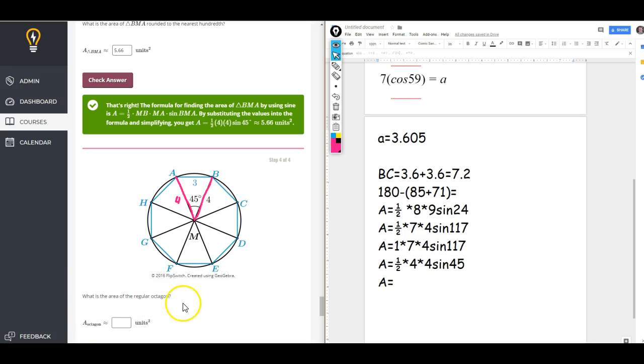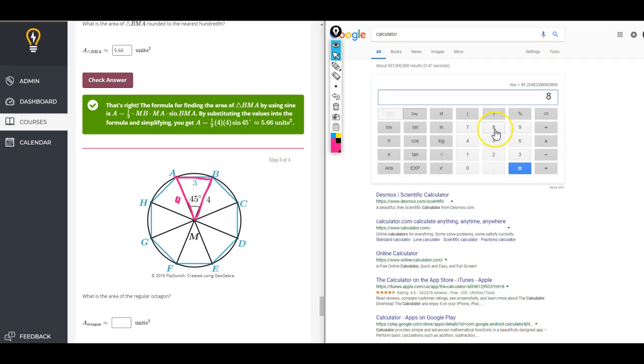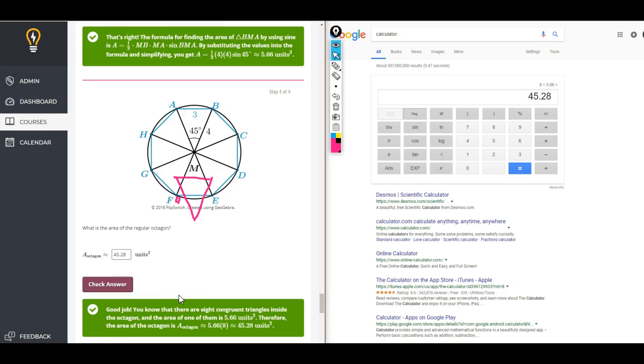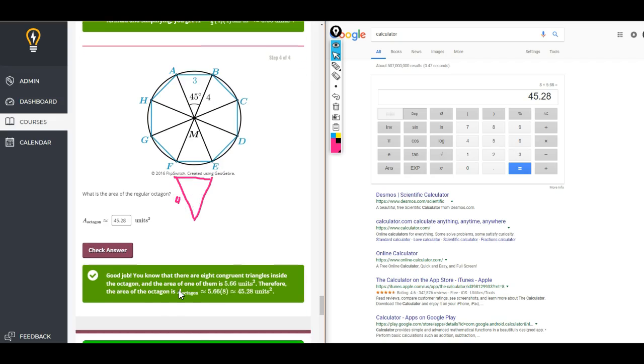So what is the area of the regular octagon? Well, since our area for one of the triangles was 5.66, and we know that there are 8 of these triangles, 1, 2, 3, 4, 5, 6, 7, and 8, we can take this area of one triangle, multiply it by how many triangles we have, which is 8, and we find the area of the octagon, which is 45.28. So that is for question 4.